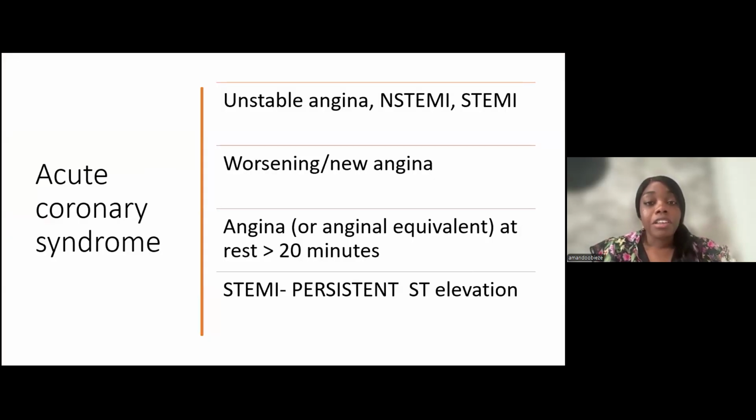And then the acute coronary syndrome, as we know, is unstable angina, NSTEMI, and STEMI. It could either be worsening of an already diagnosed angina or presentation of new angina symptoms, but it would typically happen at rest and last for more than 20 minutes. And the only time you give a diagnosis of STEMI is if there's persistent ST elevation. So if it's a transient ST elevation, it will still fall under NSTEMI. Next, please.